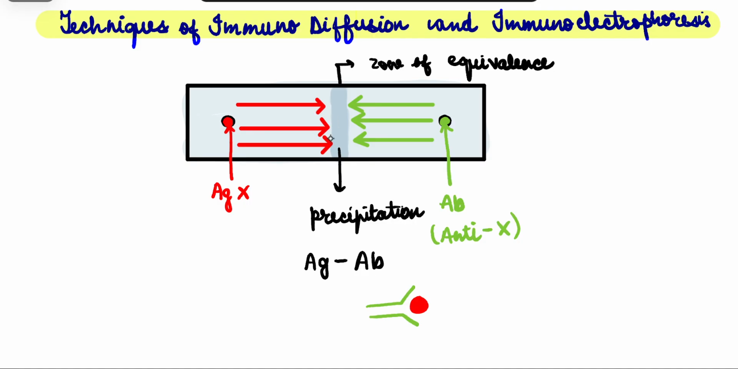Now this zone of equivalence and these regions can be plotted on a graph as well. So if I try to plot them on the graph, suppose this is my x-axis, this is my y-axis, and this is also my y-axis. This can be plotted in simple terms like this.